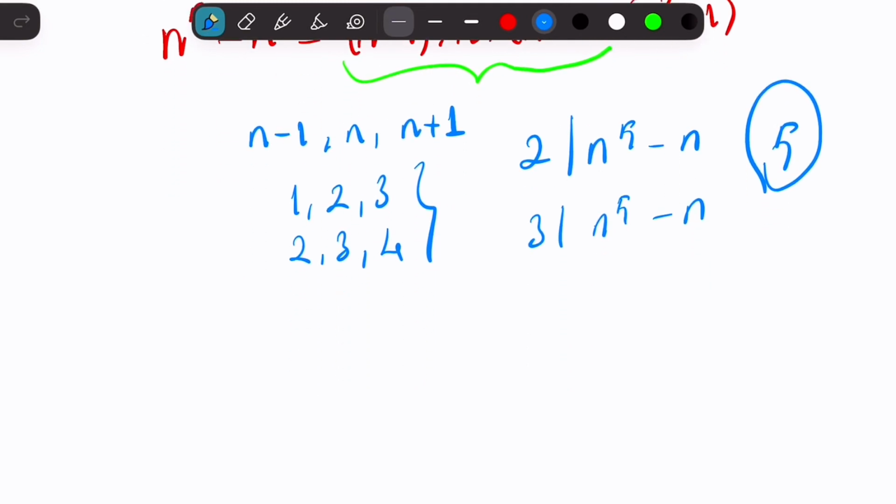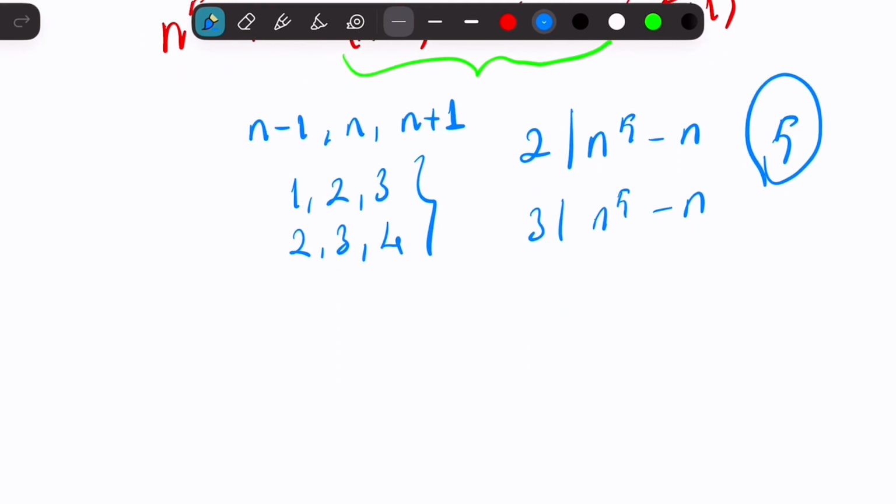Now I have this expression. How can I tell if it is divisible by 5? Let's start. We need to do some algebraic processing. If any of the numbers n minus 1, n, n plus 1 is divisible by 5, the proof comes out clearly. Let's assume none of these numbers is divisible by 5.